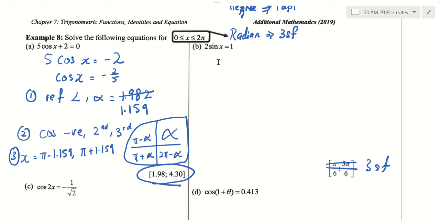Now, Jashan, can you tell me what's the first step I do? Very good. Bring the 2 over, as in what? Minus or divide? Jashan, minus or divide? Divide. So I get half. Now, then I start. Reference angle equals sine inverse half. What is the answer?